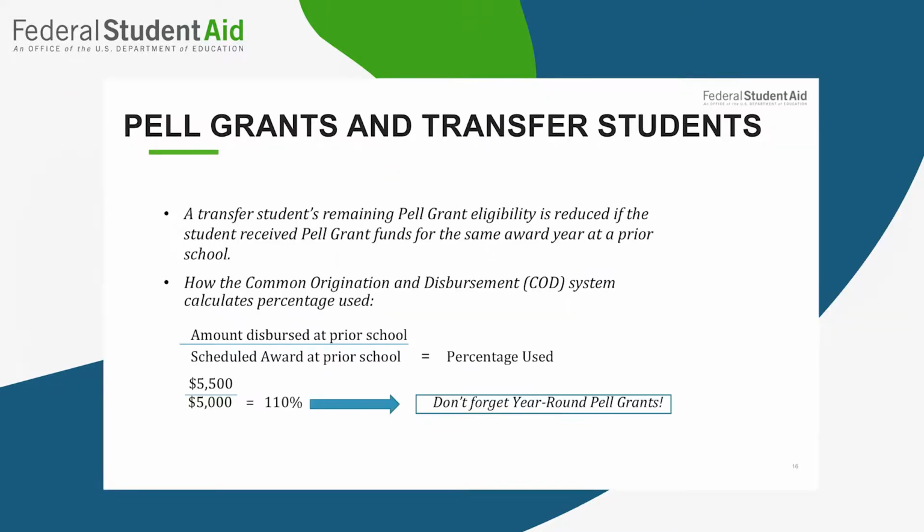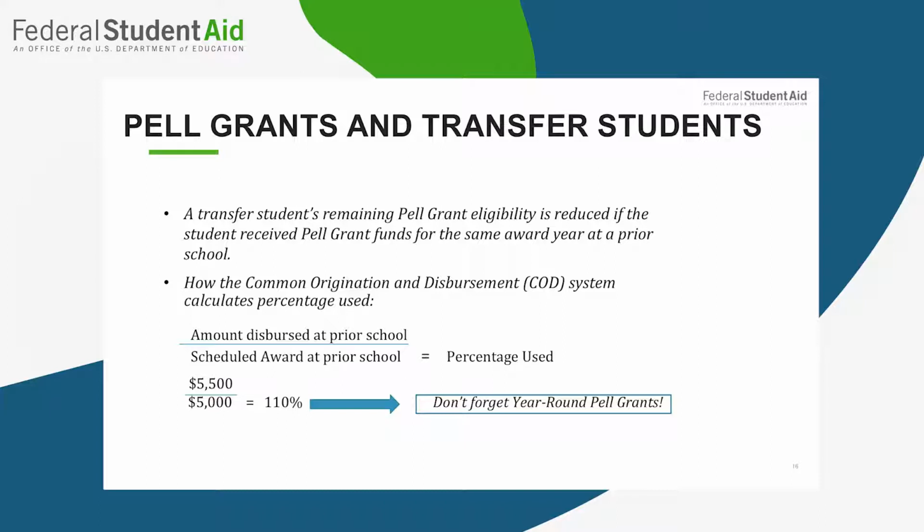That's why the first bullet on the slide shares that a transfer student's remaining Pell Grant eligibility is reduced if the student received Pell Grant funds for the same award year at a prior school, at school A. So this is how the Common Origination and Disbursement System calculates that. It looks at the amount disbursed at the prior school, school A, and it compares that to the scheduled award at the prior school, school A, to determine the percentage used.